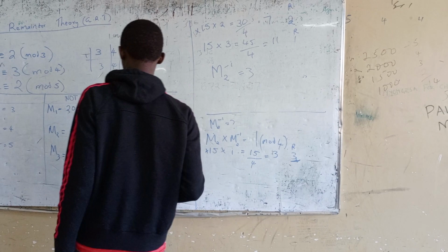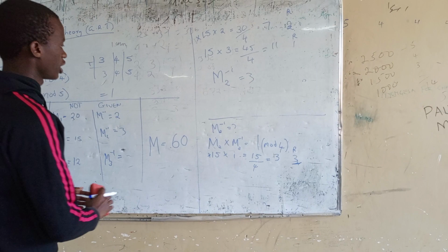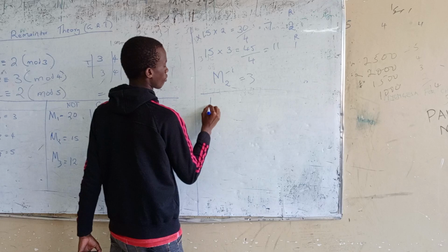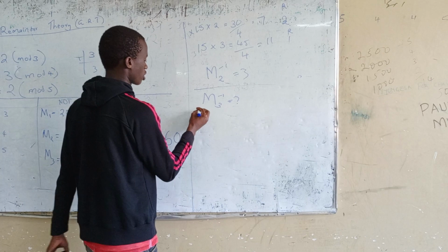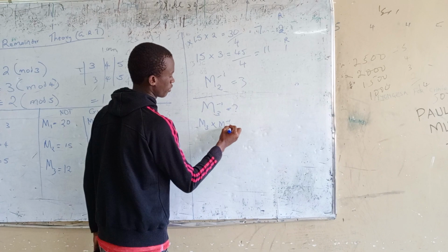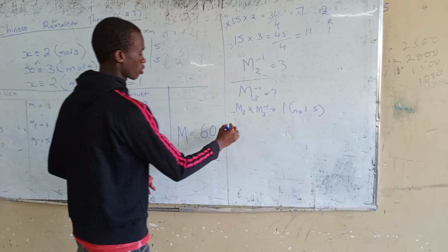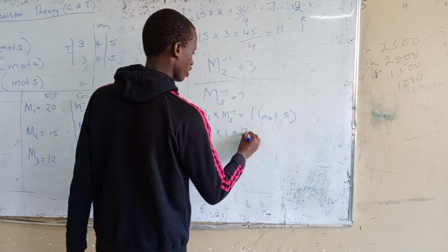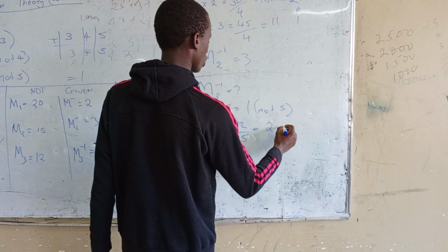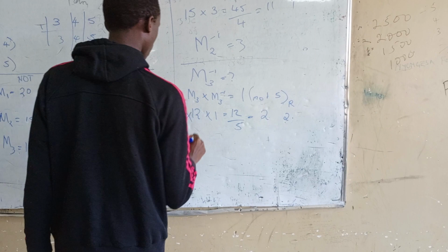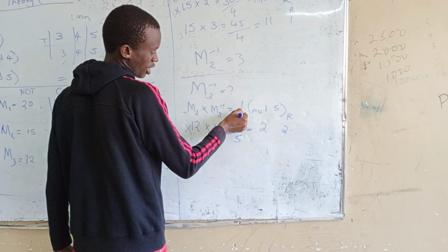Then we find M3 inverse. Use the same formula. M3 times M3 inverse is equal to 1 mod 5. We had M3 as 12, times 1. 12 divided by 5 goes 2 times, then it remains 2. That's not working. The remainder is not 1. We are trying to find the one that gives a remainder of 1.